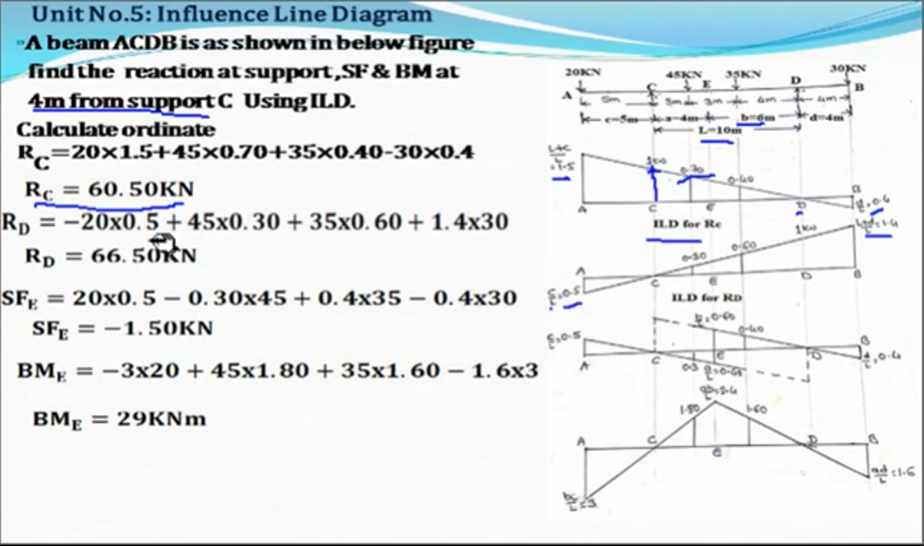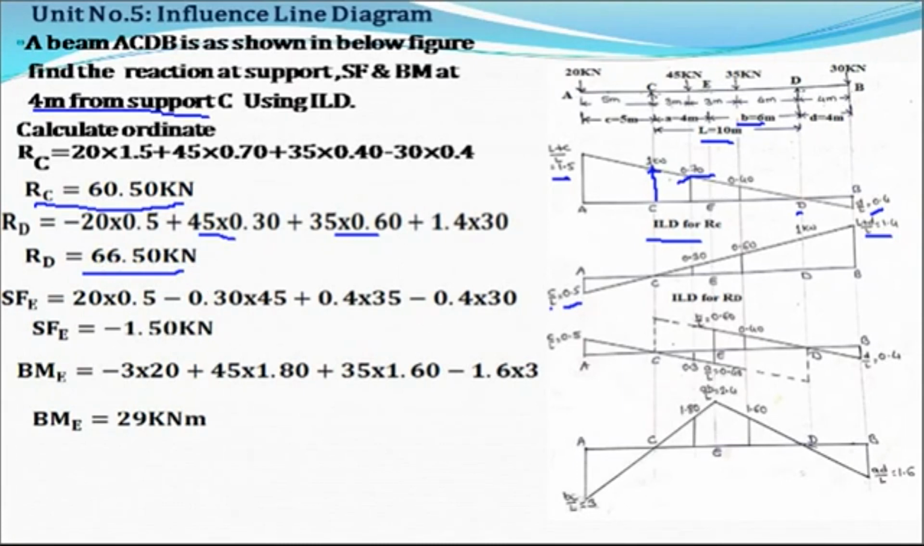here minus 20 into 0.5 plus 45 multiplied by the ordinate 0.30, then 35 into the ordinate 0.60, then 30 into the ordinate 1.4. Okay, if we solve this, we'll get the reaction at D as 66.50 kilonewton.